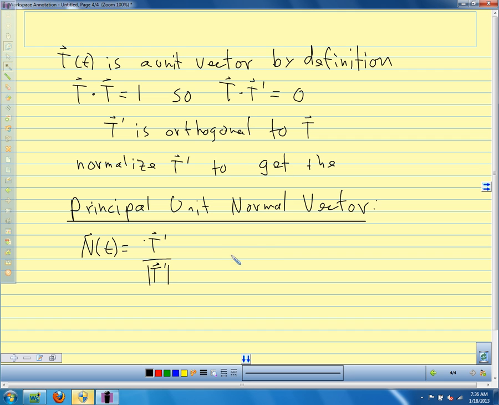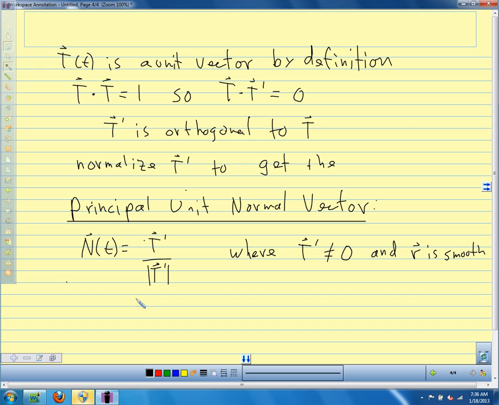And this is defined where we don't want to divide by 0, where T prime does not equal 0, and r is smooth. Question: you have a unit vector and then you make another unit vector again? Well, T prime is not necessarily a unit vector. T is a unit vector, but T prime is not necessarily. So we want the magnitude of our vector to be 1.